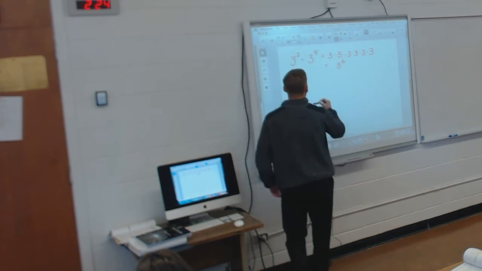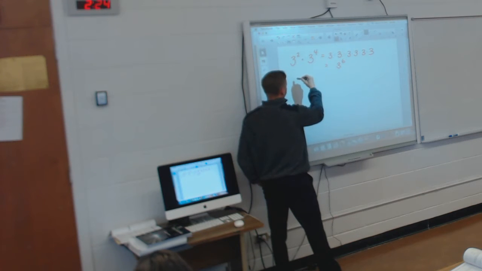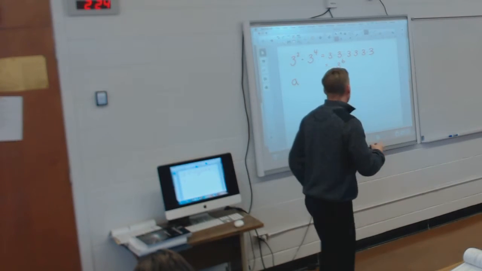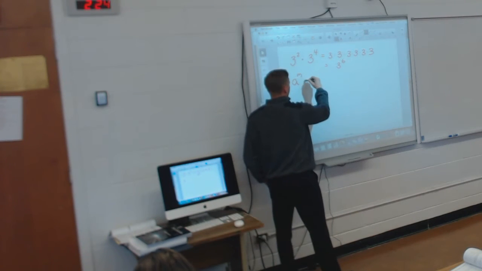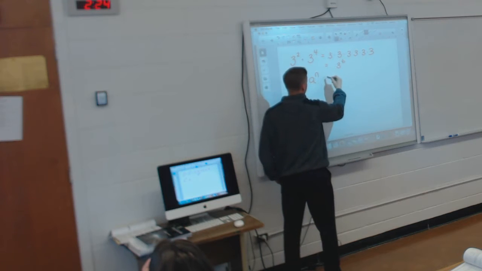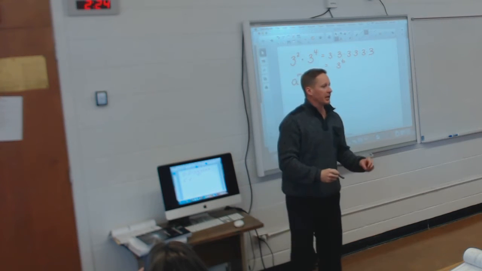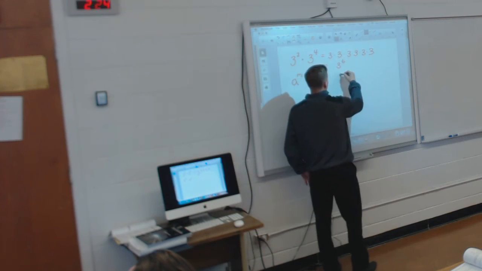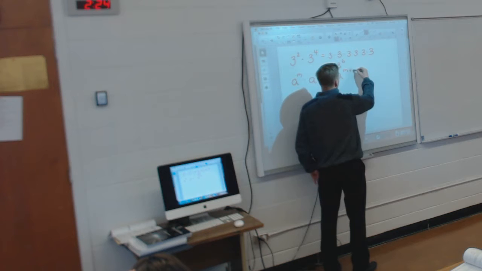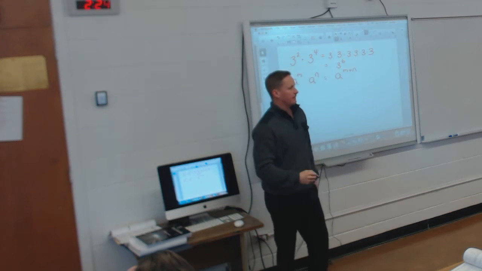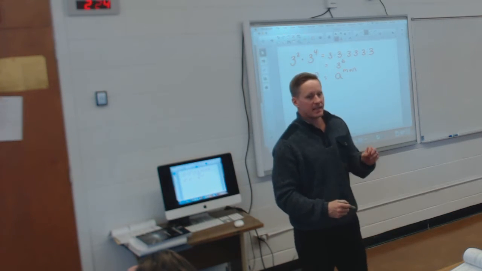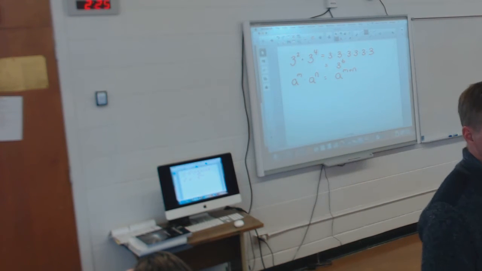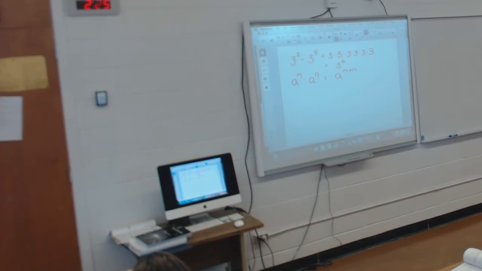I'm going to come back to this. I'm going to use a or x. So what I have here is a to the m times a to the n. The exponent law says that when I take two values with the same base, I add the exponents together. So that gives me a to the m plus n. But the bases have to be the same in order for you to do this.